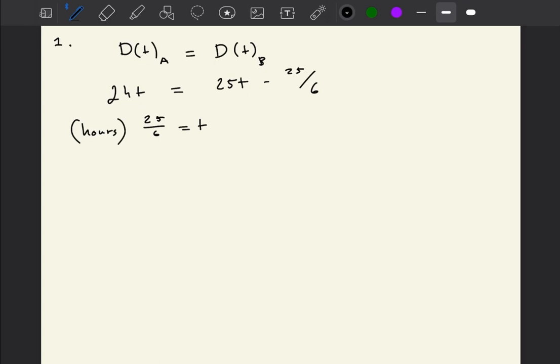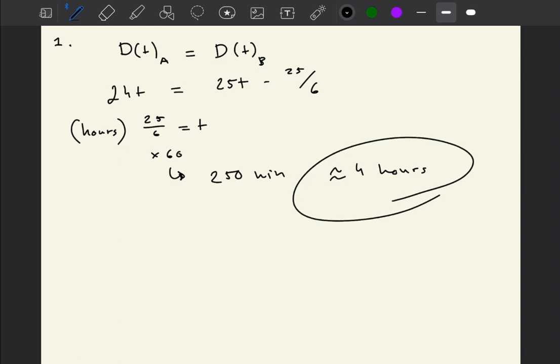If we convert it to minutes, so if we multiply it by 60, we get 250 minutes. Now, people don't really talk like that, but this is more precise, I guess. Or you can just roughly say that this is 4 hours. So after 4 hours, boat B catches up to boat A.